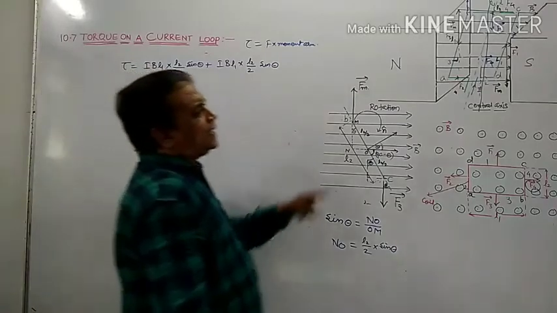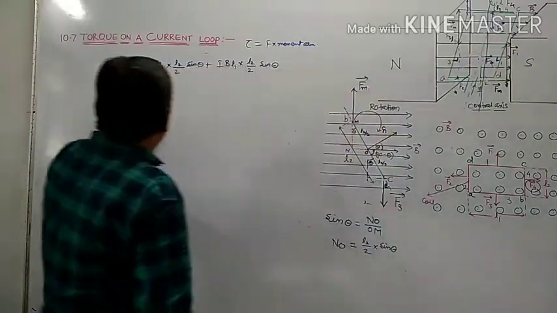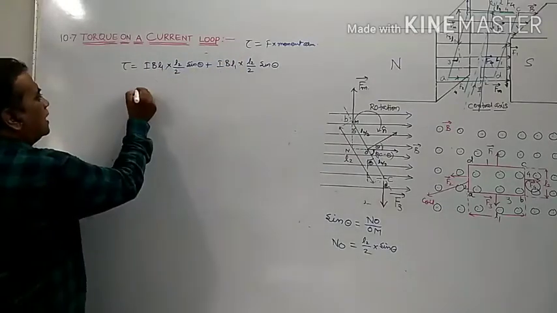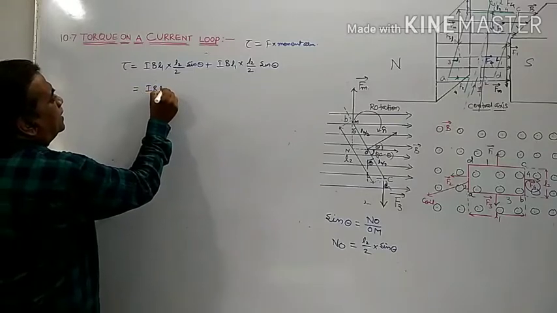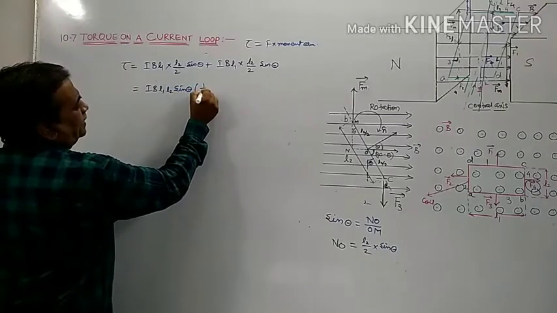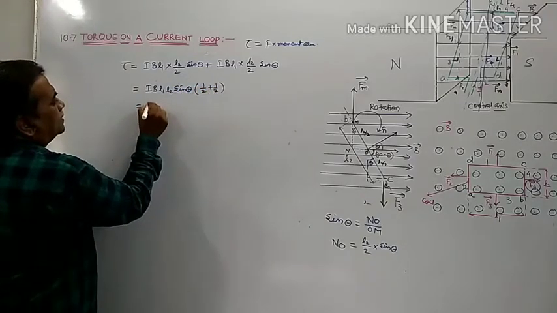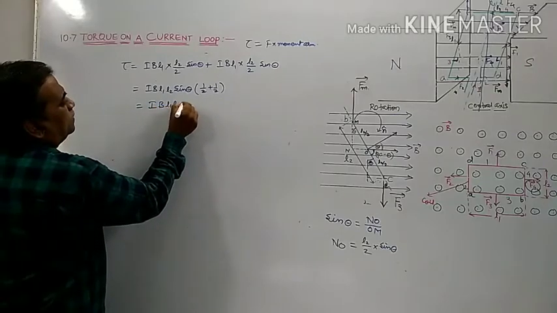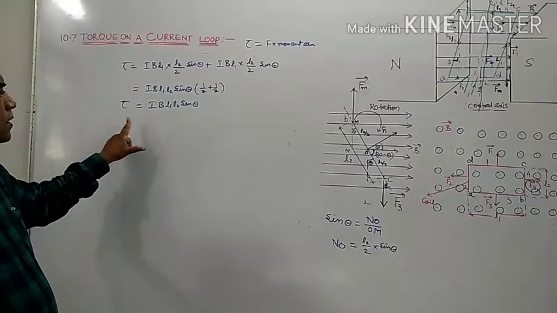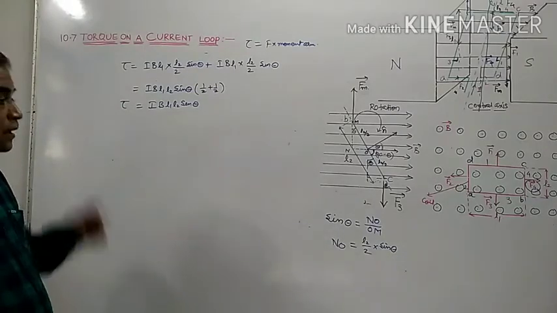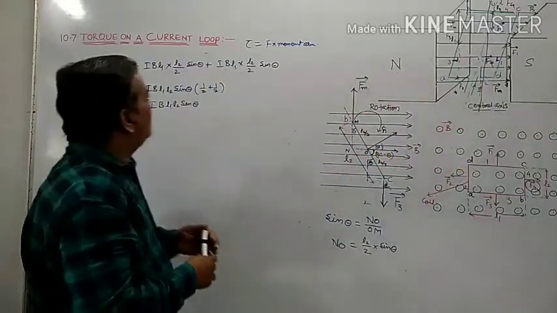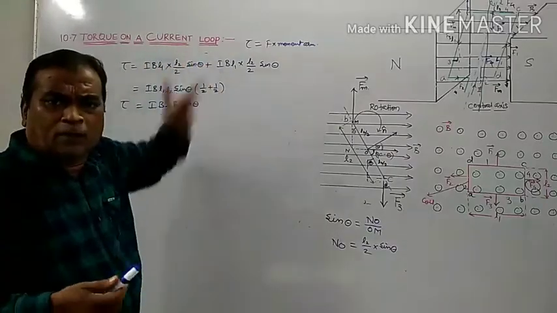So the net torque acting on a coil is equal to I B L1 L2 by 2 sine theta plus I B L1 L2 by 2 into sine theta. Now we can take I B L1 L2 into sine of theta as common. So in the bracket, 1 by 2 plus 1 by 2, it is equal to I B L1 L2 into sine of theta. Now, this is the torque acting on a current carrying rectangular loop.